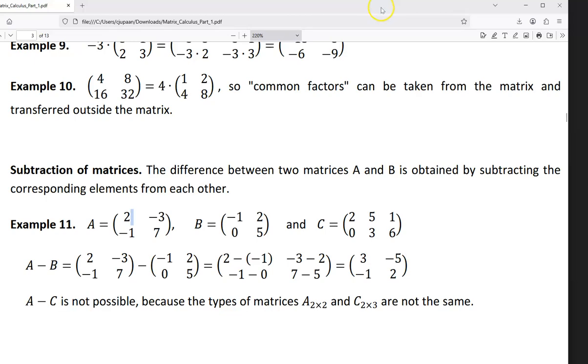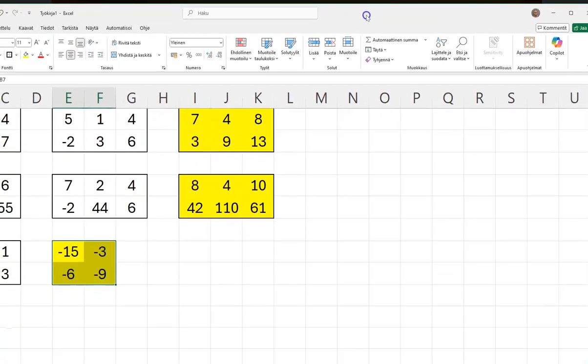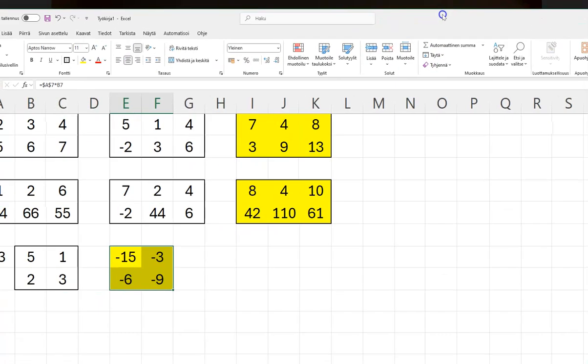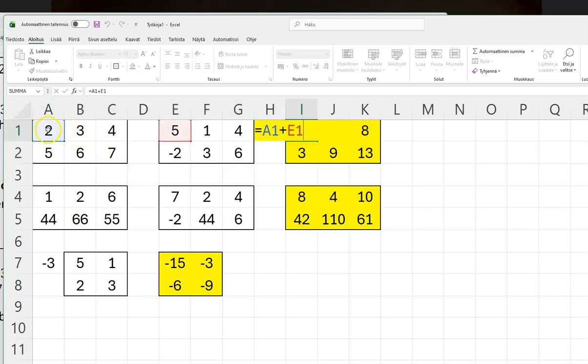Well, in Excel it is as simple as in addition. For example, here I calculated the sum of these matrices. I just wrote the formula which added those corresponding elements. If I had to calculate the subtraction of those matrices, I just changed the minus sign here. So it is as simple as that.